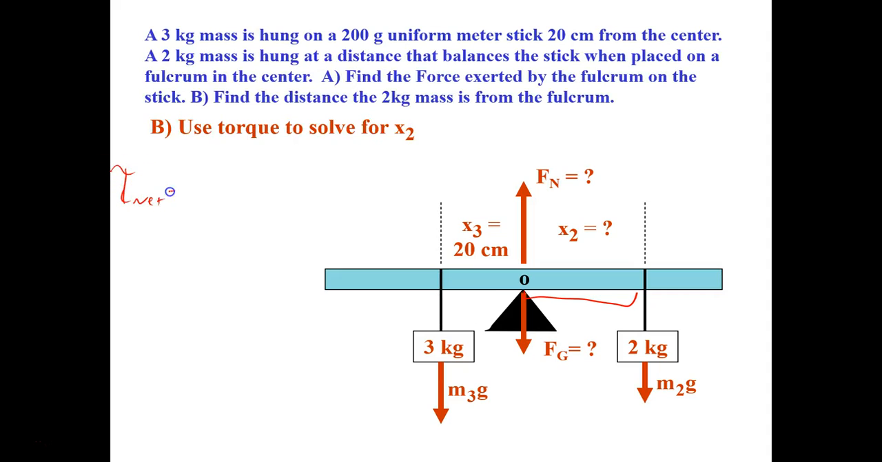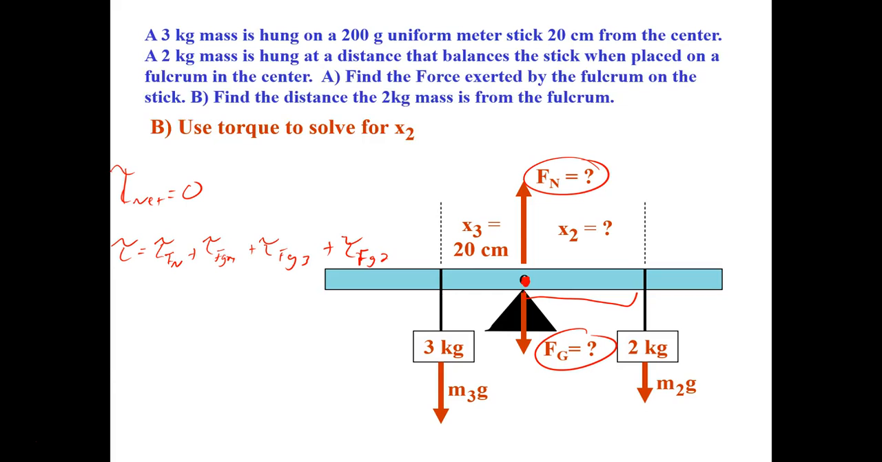our net torque has to be equal to 0. And in this case, our net torque is going to be equal to the torque from Fn plus the torque from the FG of the meter stick plus the torque from mass 3 plus the torque from mass 2, or the 2 kilogram mass. But when we look at this, we see that our normal force and our force of gravity are both acting at the pivot point, because we're choosing this point here as our pivot point.